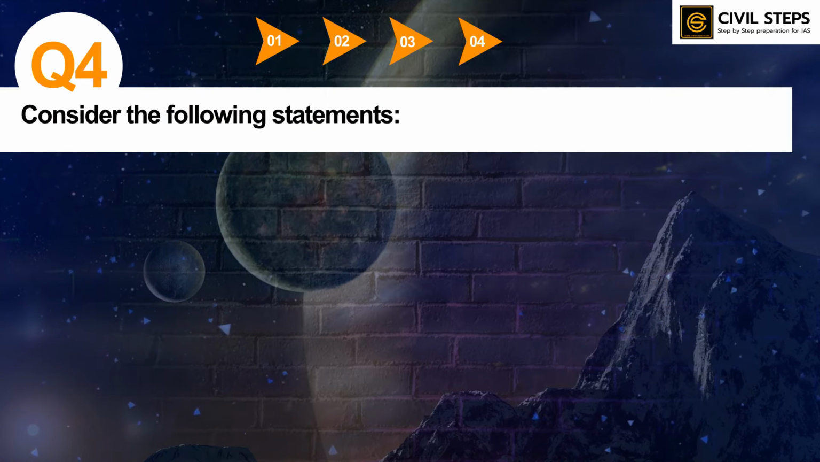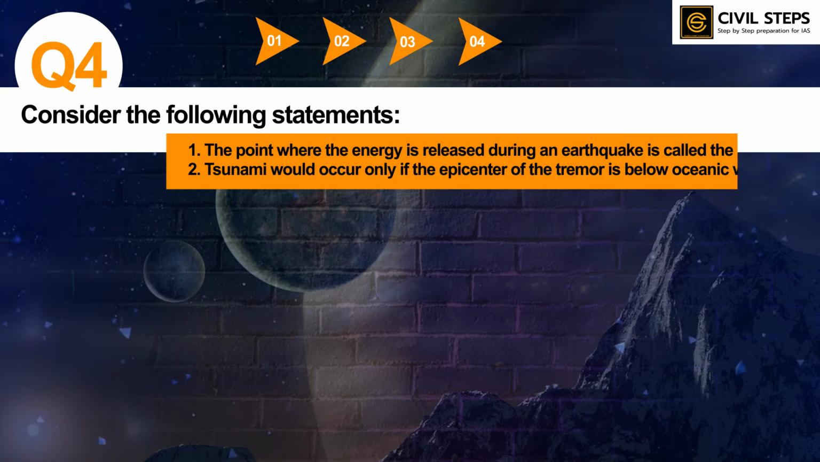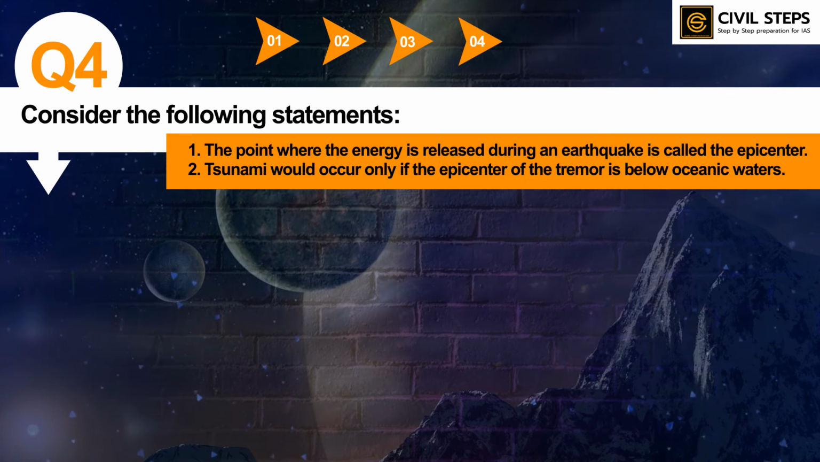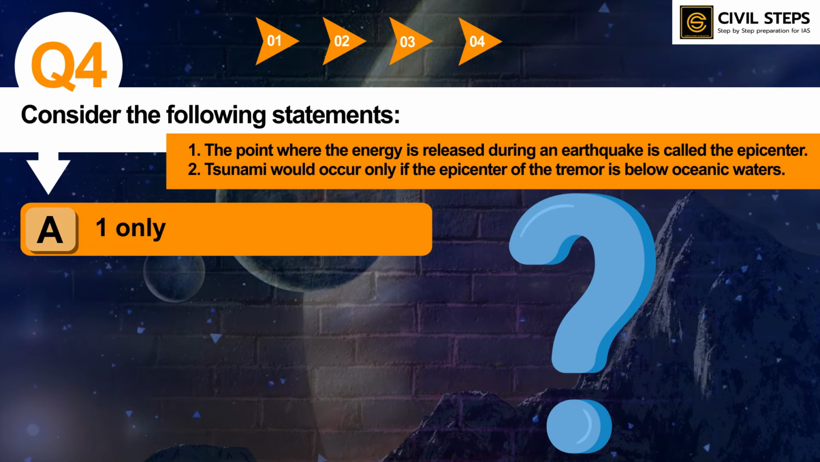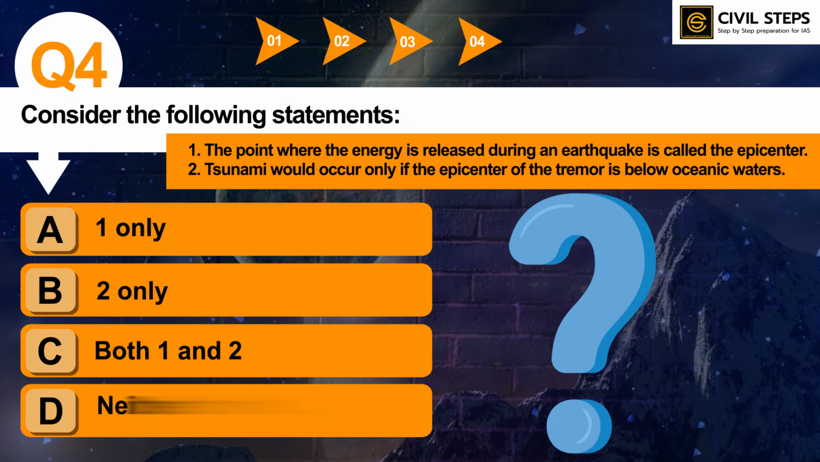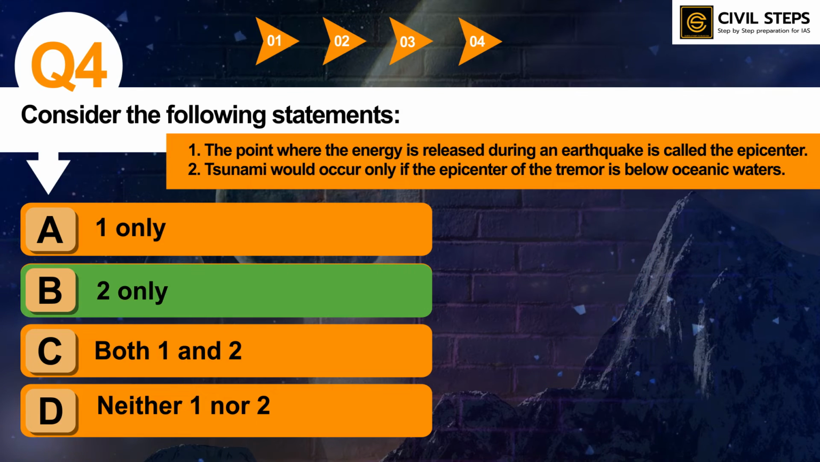Consider the following statements. First, the point where the energy is released during an earthquake is called the epicenter. Second, tsunami would occur only if the epicenter of the tremor is below oceanic waters. So, which of the statements given above is or are correct? Option A, 1 only, B, 2 only, C, both 1 and 2, D, neither 1 nor 2. So, you have to tell the correct answer. So the correct answer of this question is option B, 2 only.